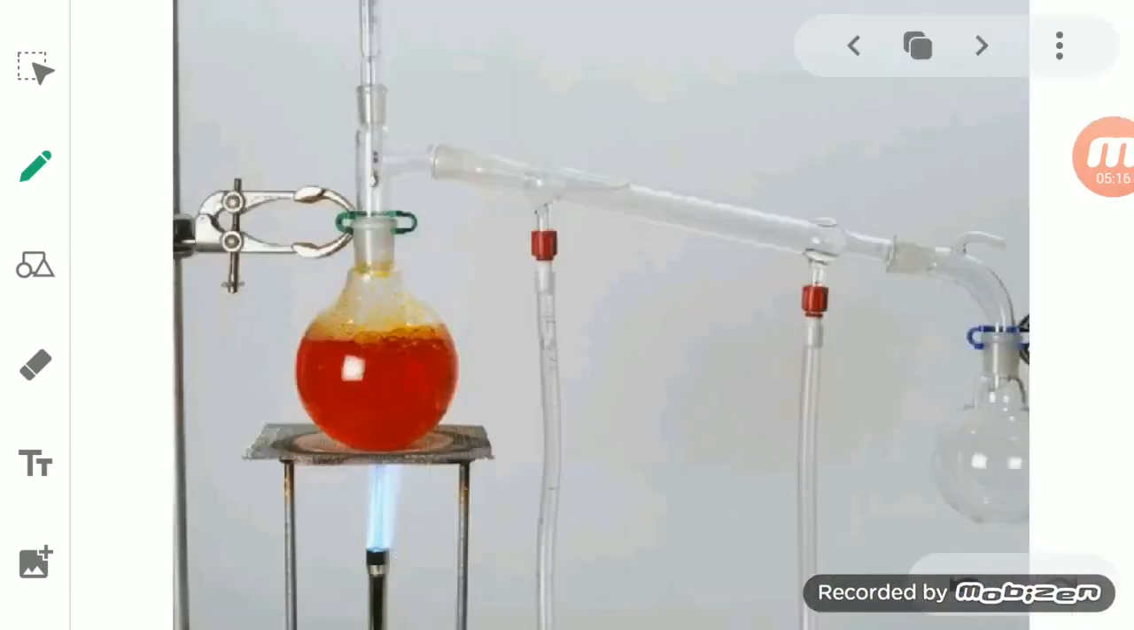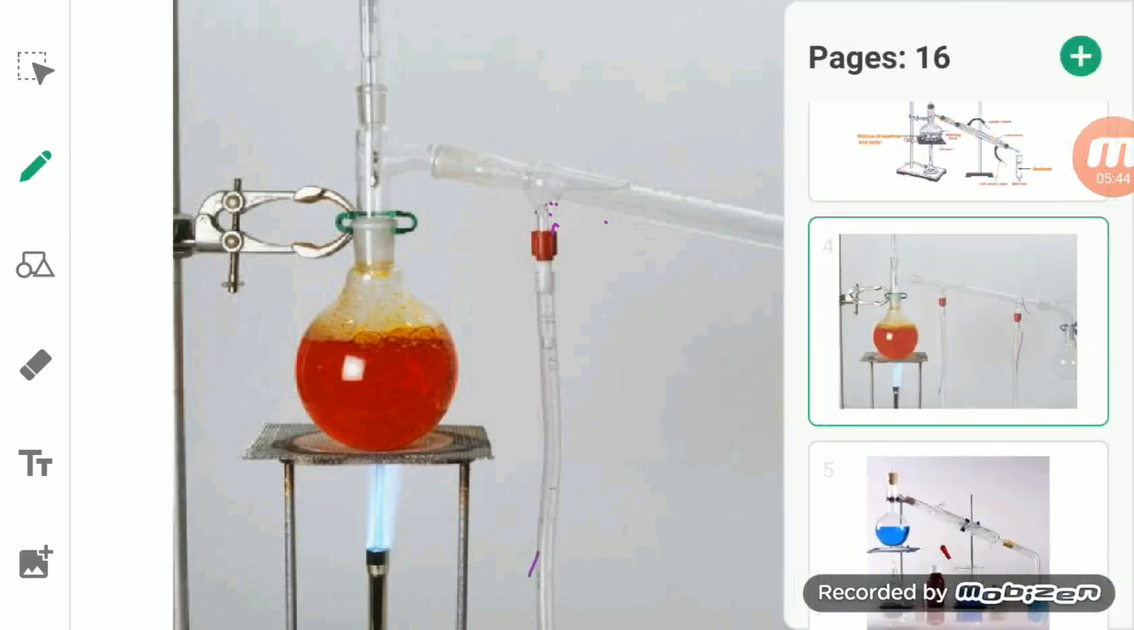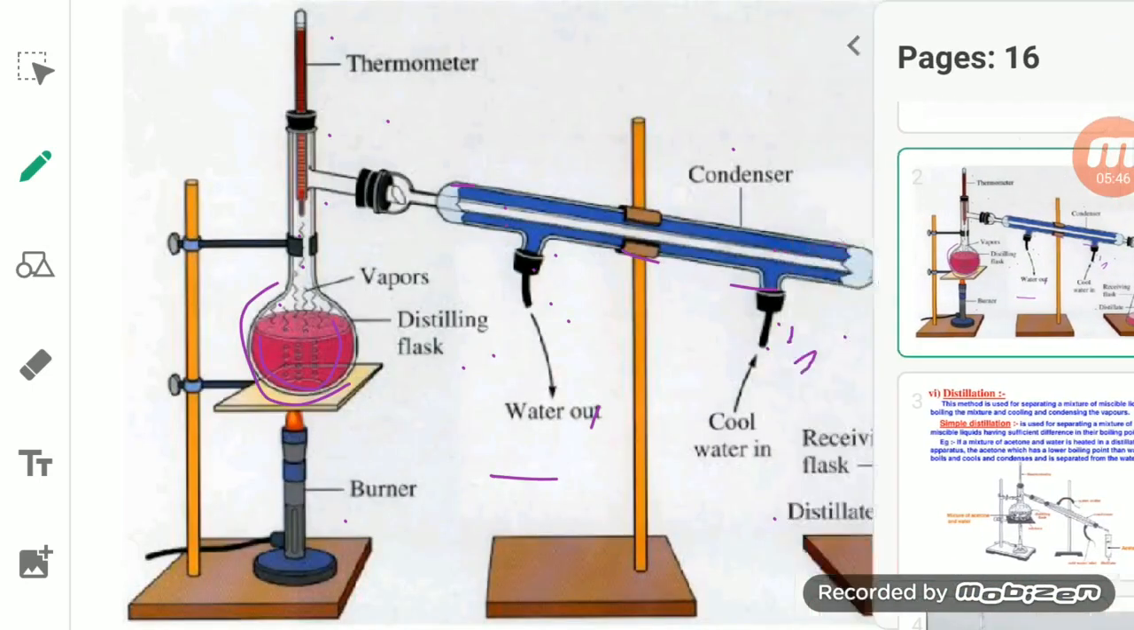You can see here, student, one pipe is attached with this and one pipe is attached with this. The first pipe is attached to the tap, and from the tap, cool water starts coming to it, and the other one is the water out. After going inside the condenser, the water becomes hot and comes out from this pipe. That's why it is written water in and water out.